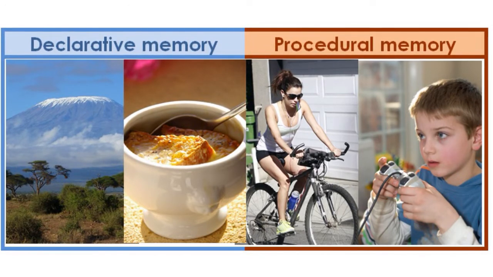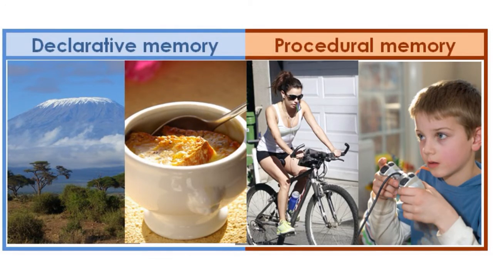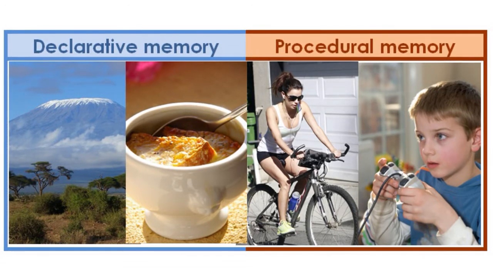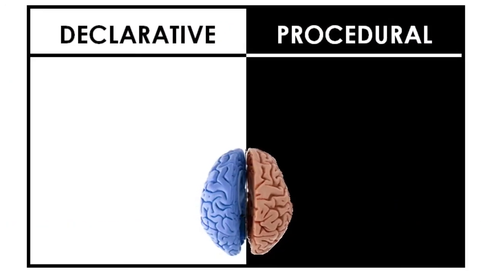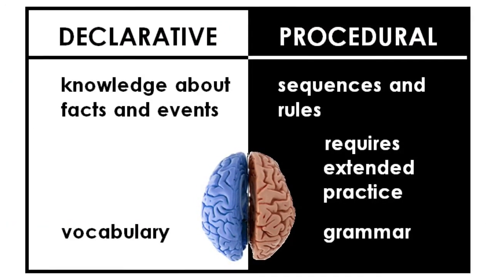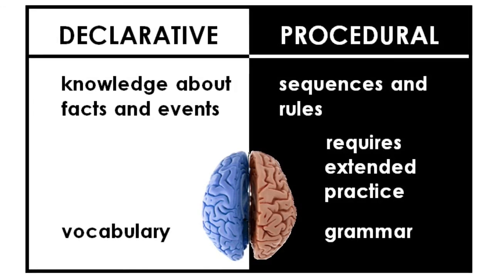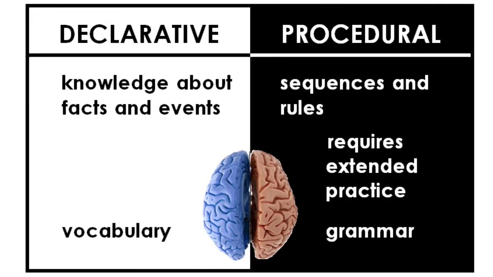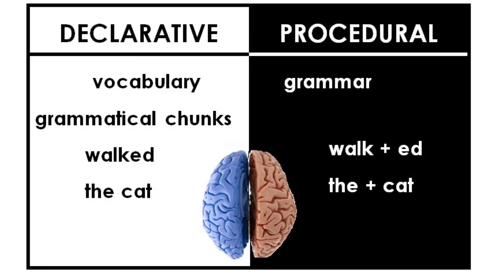Learning in the procedural memory system is about sequences and rules. It requires extended practice, but seems to result in more rapid and automatic processing of skills and knowledge than learning in declarative memory. Now, where language is concerned, this means that we use declarative memory to learn and store our mental lexicon, i.e. vocabulary, while it's procedural memory that underlies our mastery of the rule-governed sequencing of complex forms and syntax, i.e. grammar. For example, knowing to add the ed ending to walk to form the past tense, or using the definite article with the noun cat.